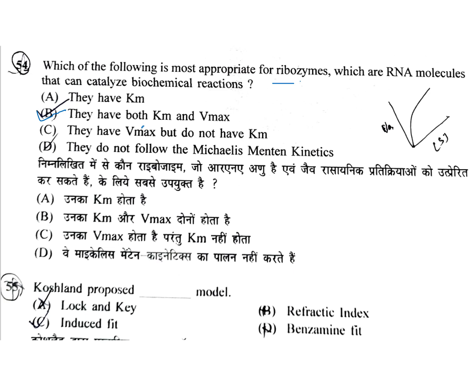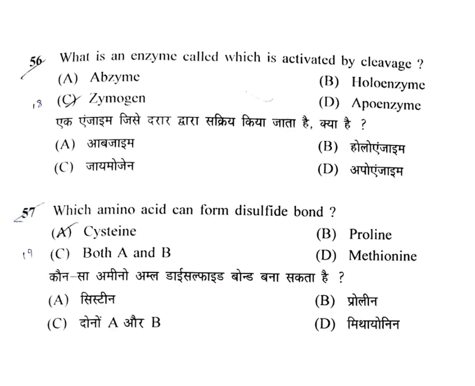Next question is: Koshland proposed which model? So lock and key model, refractive index, induced fit, or Benjamin fit. The right answer is the induced fit model. Koshland proposed the induced fit model for the enzyme and substrate binding. Now, what is an enzyme called which is activated by cleavage? As I have already told, it is a zymogen when it is present in inactive form, and then further it is converted to active form. It could be by different means. One could be by the cleavage of some part of the protein.